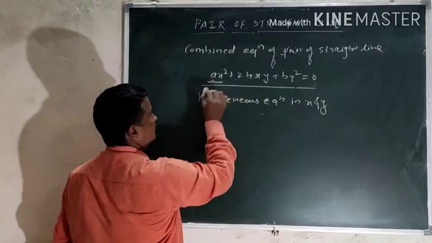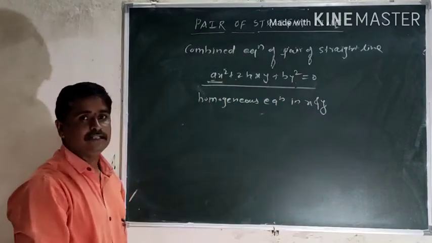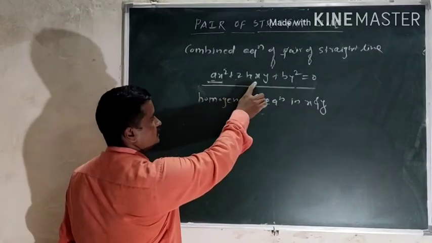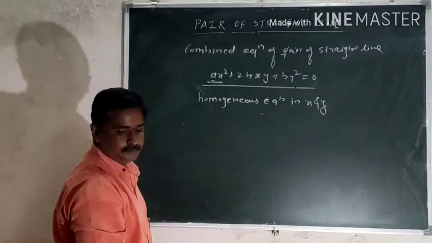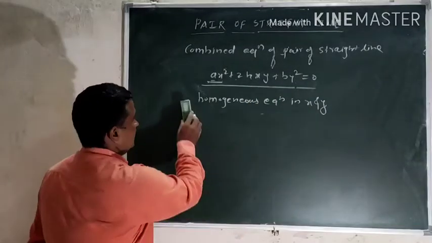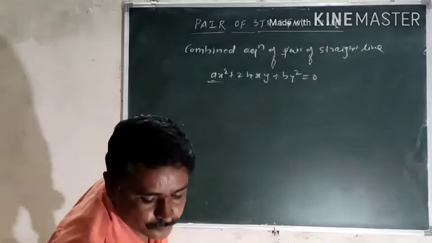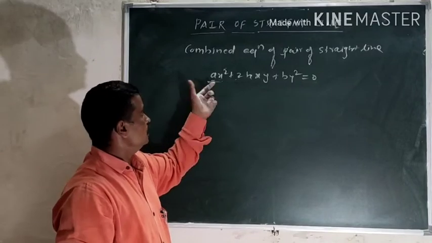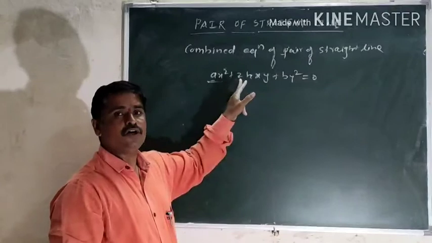So remember this: the combined equation of a pair of straight lines passing through the origin is ax square plus 2hxy plus by square equals 0. I think it is clear how to tell whether these equations are homogeneous or non-homogeneous.